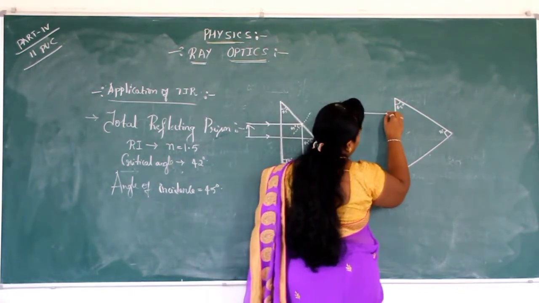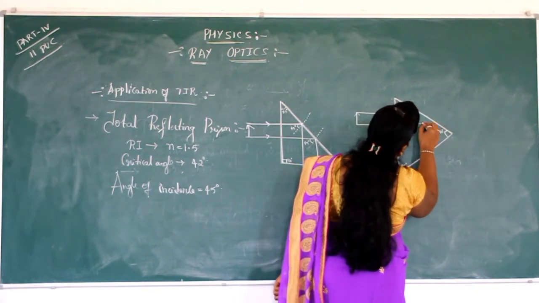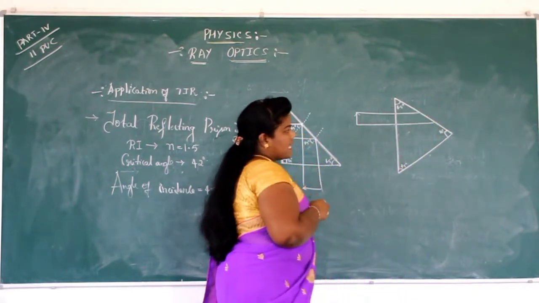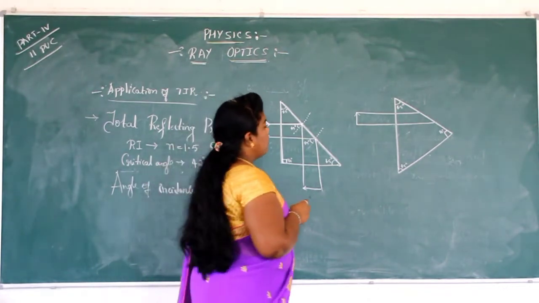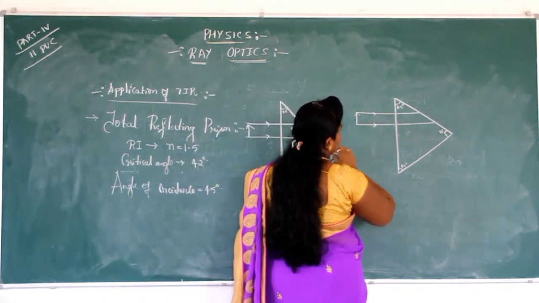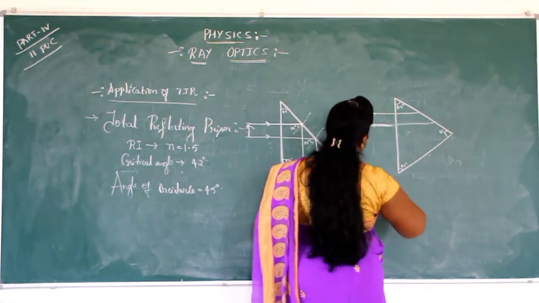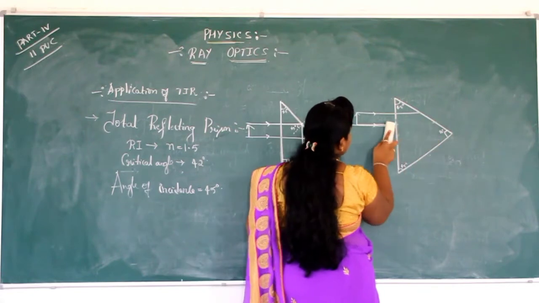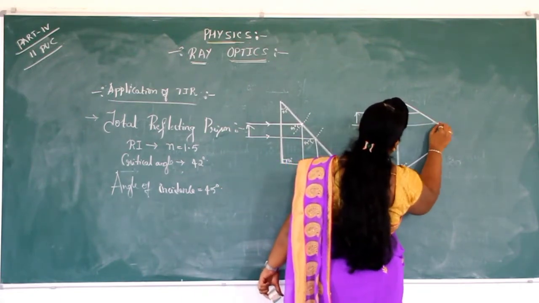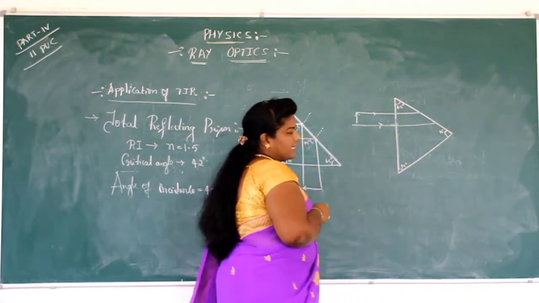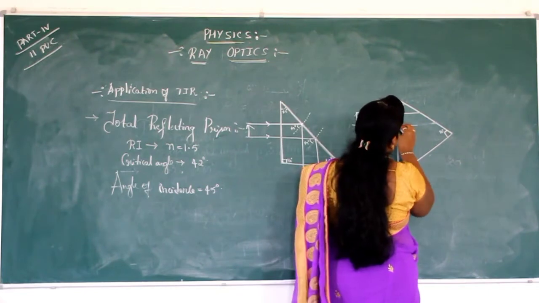The parallel beam of light is coming from this, right? And it is going to fall on one side of the isosceles right-angled prism. Dear students, you should know that for total internal reflection, the angle of incidence should be greater than the critical angle. That is, here the angle of incidence should be greater than 42 degree. That is equal to 45 degree.